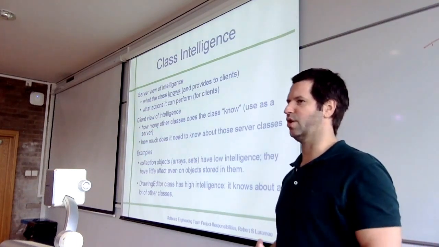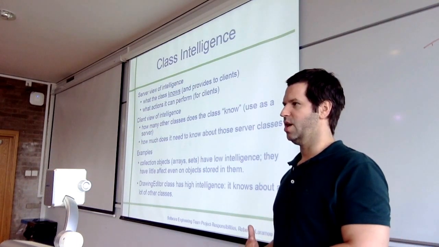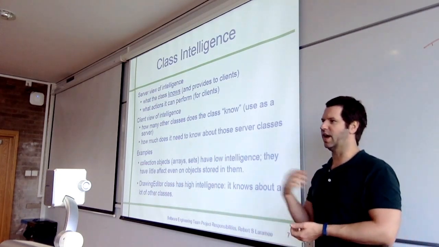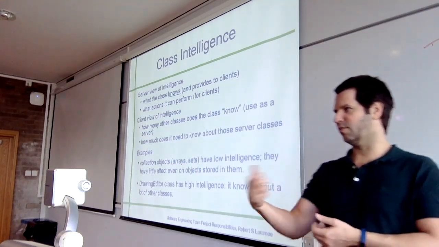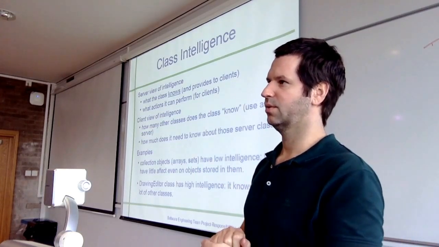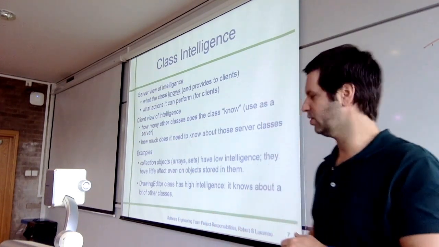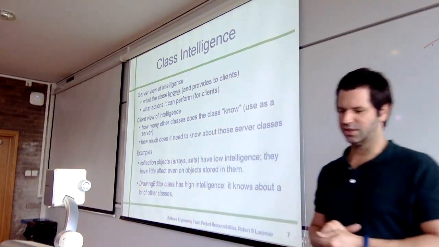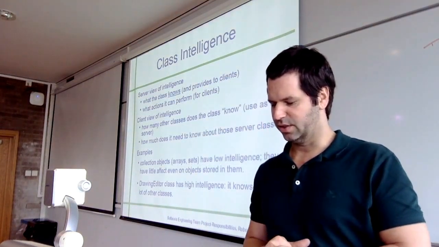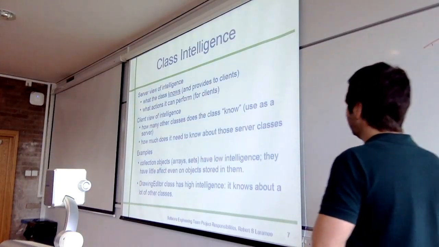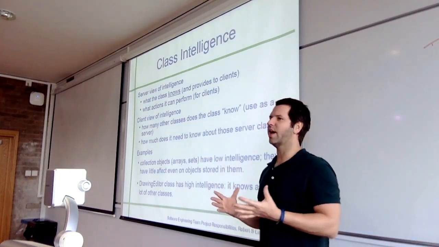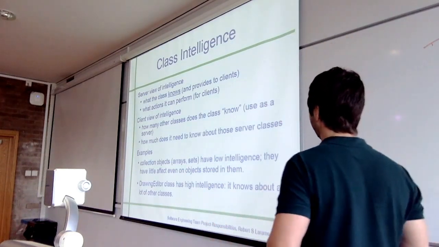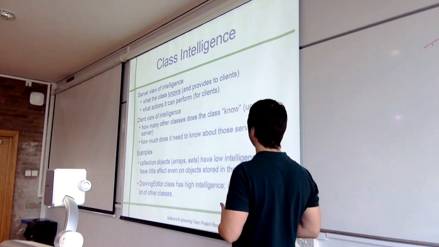And I think those are terms that you're all familiar with, right? If you're requesting information from something or somebody or somewhere, you're the client. If you're giving the information, you're the server. I think you all are familiar with those terms. A client view of intelligence is how many other classes does this class know about? Every class knows about some other classes, and how many is the question. And the greater the number, the greater the intelligence of that class.